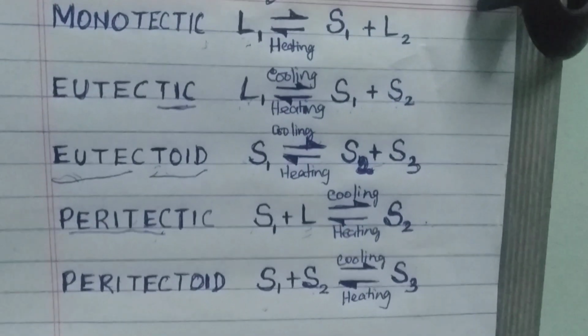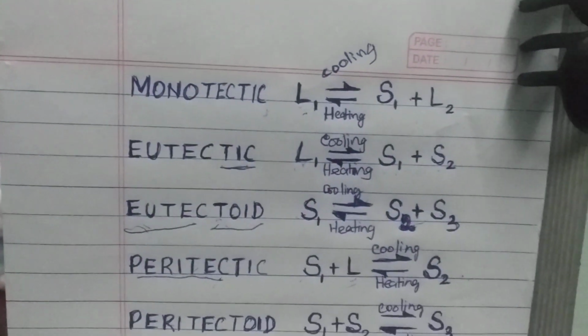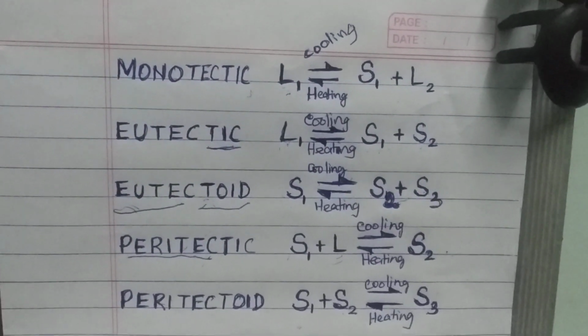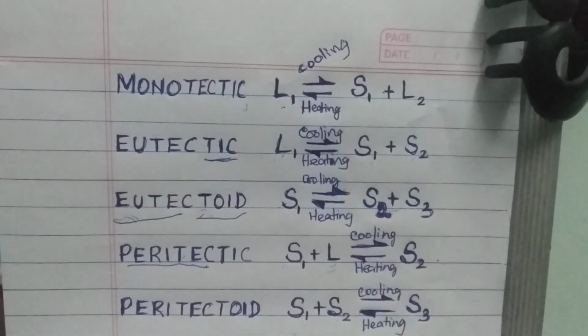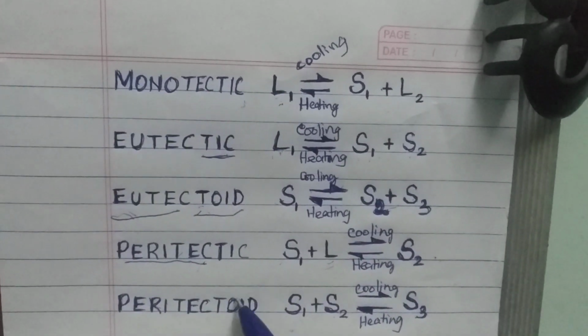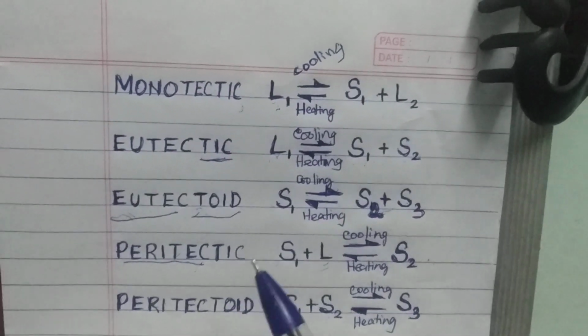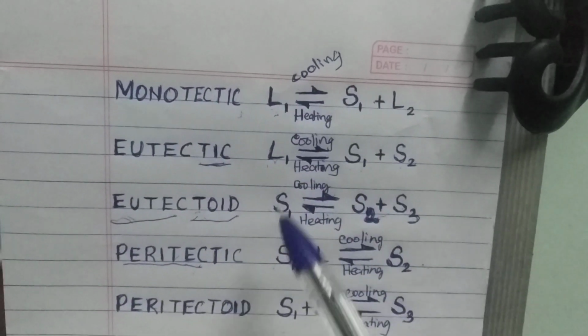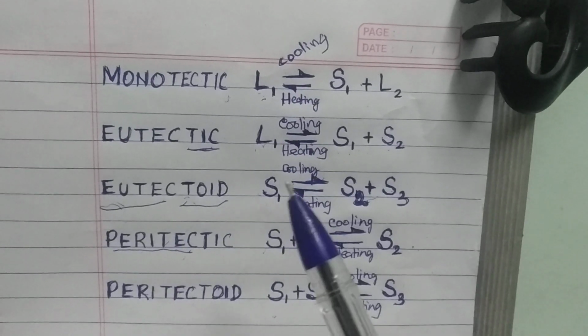These reactions will be confusing. I'll tell you an easy way to remember these reactions. Let us see the reactions first. These are the reactions: monotectic reaction, eutectic reaction, eutectoid reaction, peritectic reaction, and peritectoid reaction. All these reactions are reversible reactions.